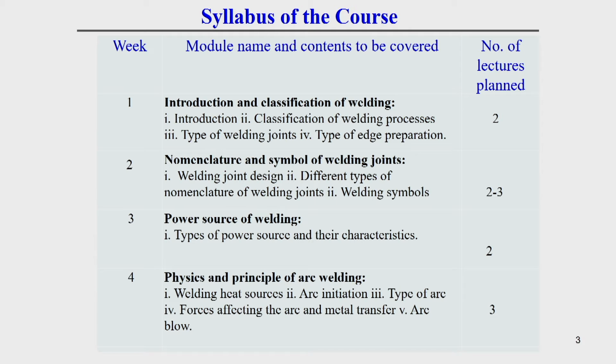Now, in the second week, the module name is Nomenclature and Symbol of Welding Joint. Here I will cover welding joint design, different types of nomenclature of welding joints, and welding symbols. It will take around 2 to 3 lectures. In the third week, I will cover power source of welding. Here I will cover types of power source and their characteristics. It will take around 2 lectures.